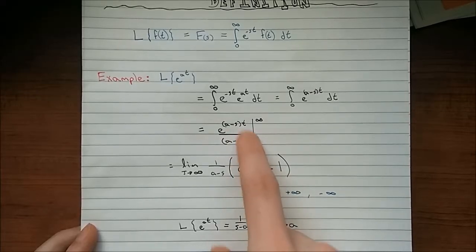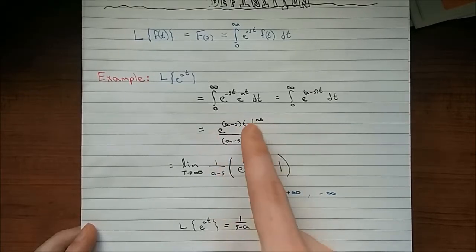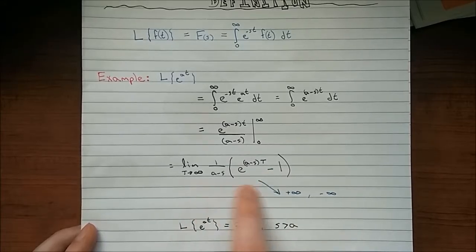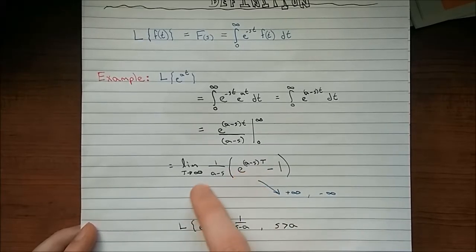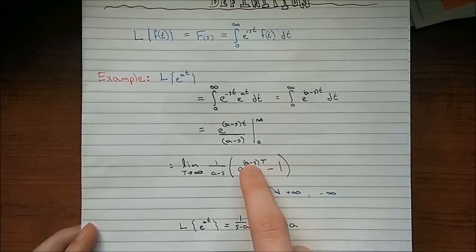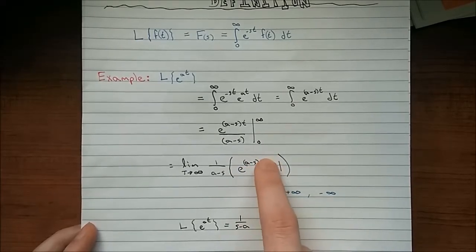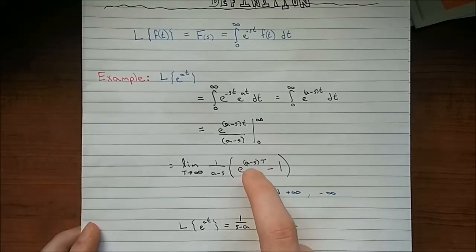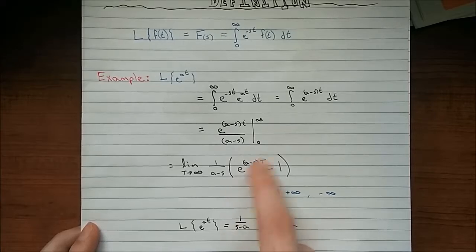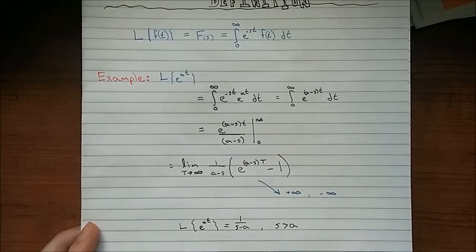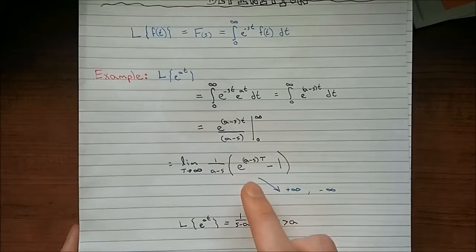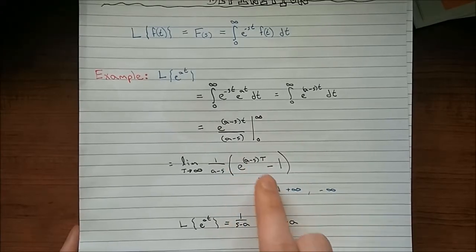If you take t equals 0, you get e to the 0, which is just 1, so that's where that comes from. So now if you look at this limit, if s is greater than a, you get e to the negative infinity, and that's 0. But if s is less than a, you get e to the positive infinity. It just blows up. You can't really do anything with that. So our answer is going to be only when s is greater than a.